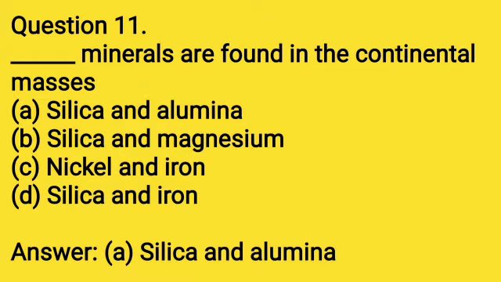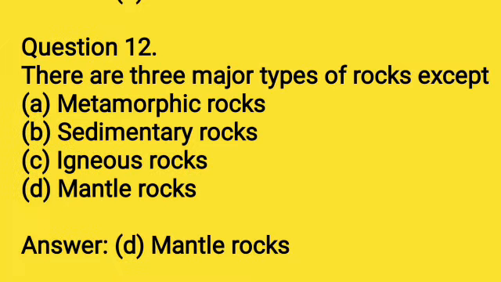Question 11. Blank minerals are found in the continental masses. A. Silica and alumina. B. Silica and magnesium. C. Nickel and iron. D. Silica and iron. Answer A. Silica and alumina.